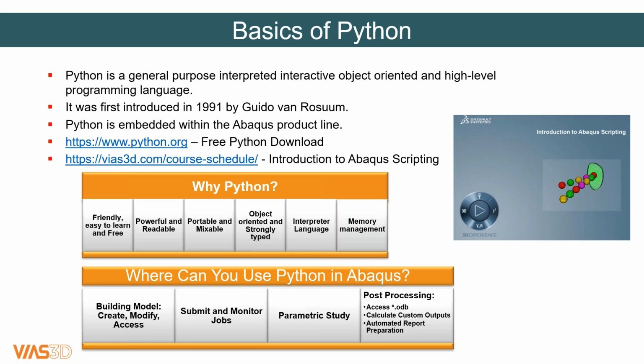Well, as we mentioned on the previous slide, we can use it on the pre-processing side. We can do all kinds of model construction commands and build our entire finite element model. Then we can create our job, submit the job, monitor the job, set up parametric studies if we want, and then finally, once we get all of our results, we can get access to the ODB file and the content and extract results as needed.